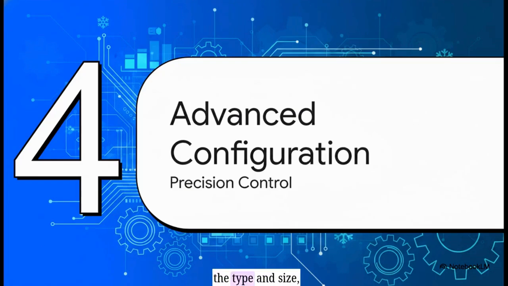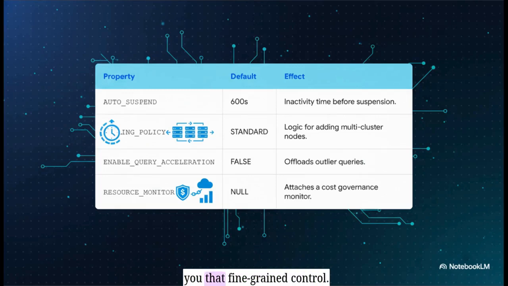Okay, so beyond just the type and size, there's a whole suite of advanced parameters that give architects precision control over warehouse behavior. This is where you can really fine-tune for performance, cost, and governance. These properties give you that fine-grained control. Auto-suspend is your main cost-saving lever for idle warehouses. Scaling policy, as we discussed, manages that trade-off between performance and cost for concurrent jobs. Enable query acceleration is there to handle those unexpected peak loads, while a resource monitor provides a hard budgetary ceiling. Mastering these is really key to operational excellence.